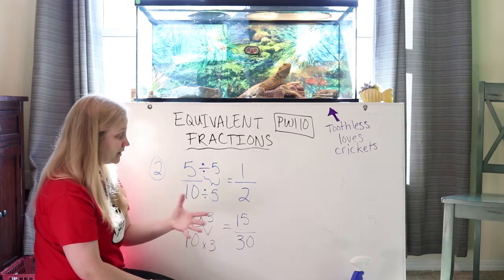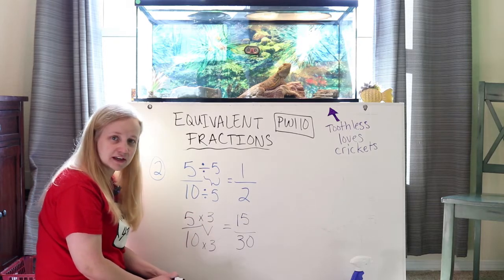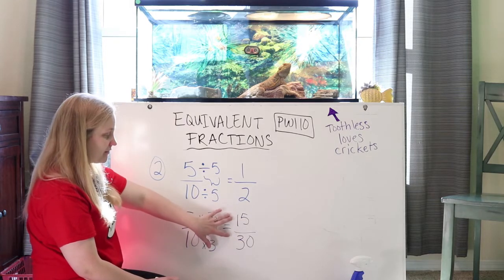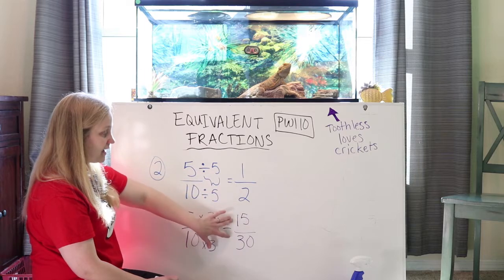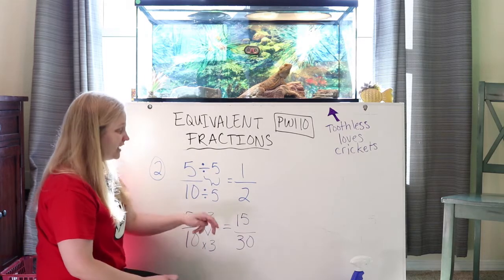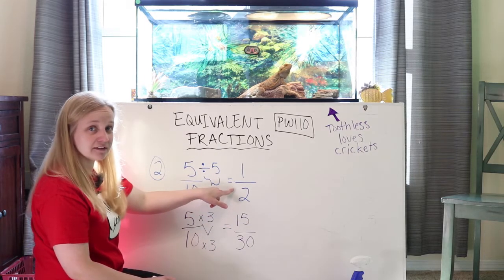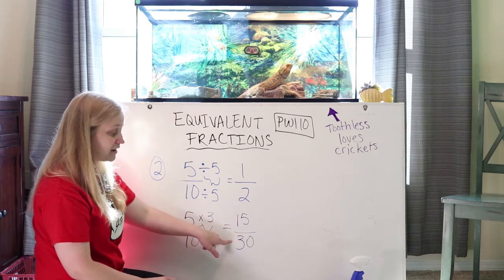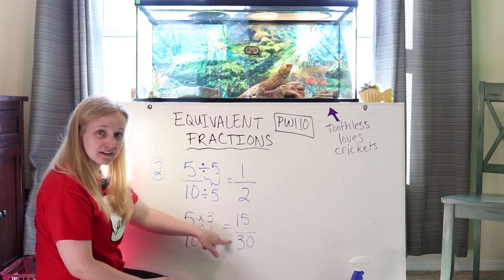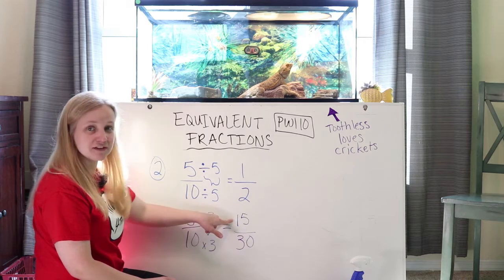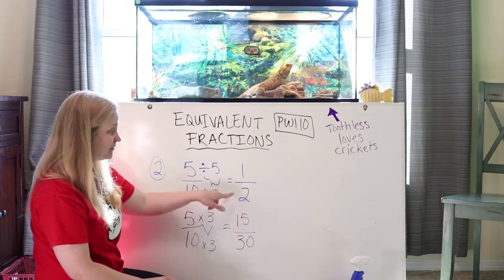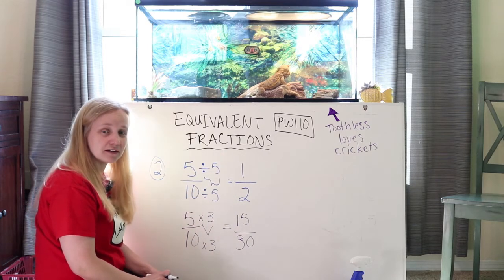Doesn't that make sense though? Because we know that 15 is half of 30. So we're just saying that if I had the same size of a whole thing, if I only break it into 2 parts, or if I break it into 30 parts, if I take 15 of those, I'm taking half. If I take 1 of the 2 parts, I'm taking half.